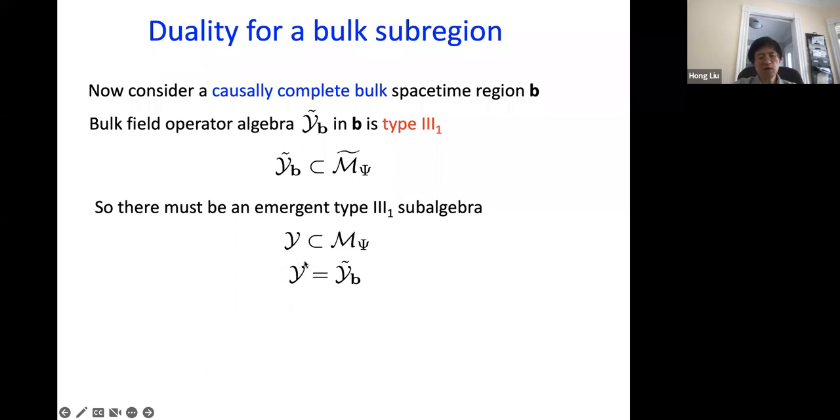And I will not have time to do it here, but you can actually argue such a kind of algebra doesn't exist at finite N. In general, they don't exist at finite N. So they're really emergent in the large N limit.